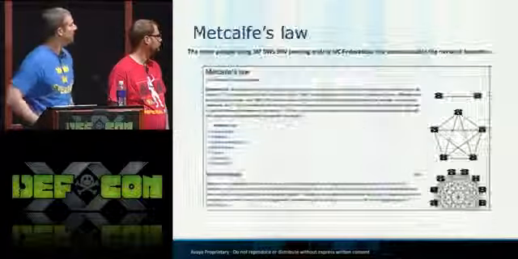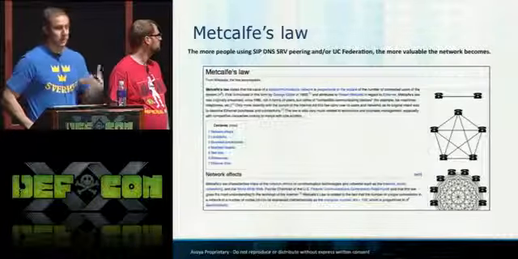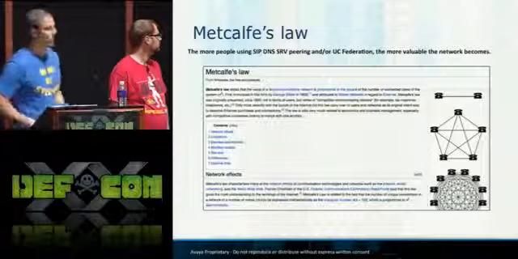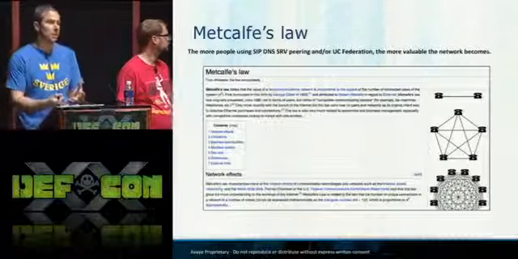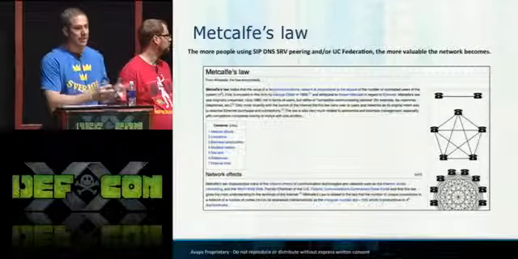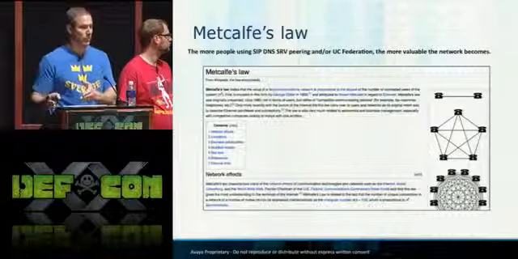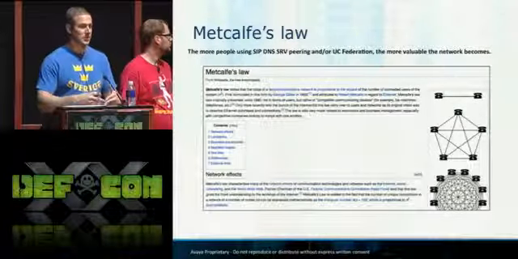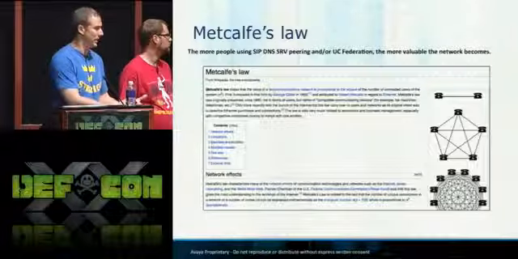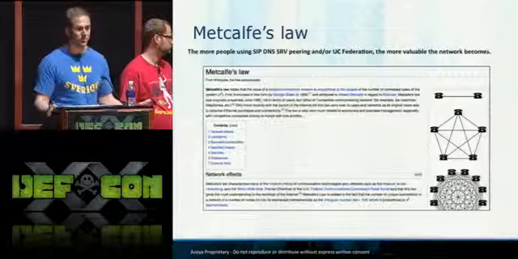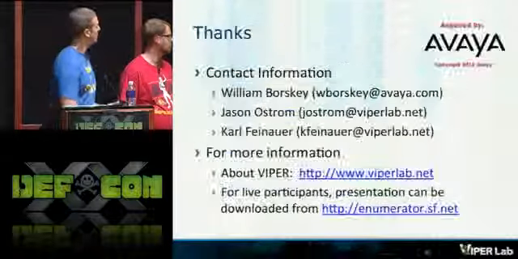And then last, I don't know if you guys have heard of Metcalfe's Law, but that's what I'm really talking to you guys about today. Metcalfe's Law says the more people using a telecom network, the more valuable it becomes. Since everyone's using the PSTN, that gives a lot of power over VoIP. The more people on VoIP with DNS SRV, the more valuable it becomes to everyone. And that's the end of our talk.